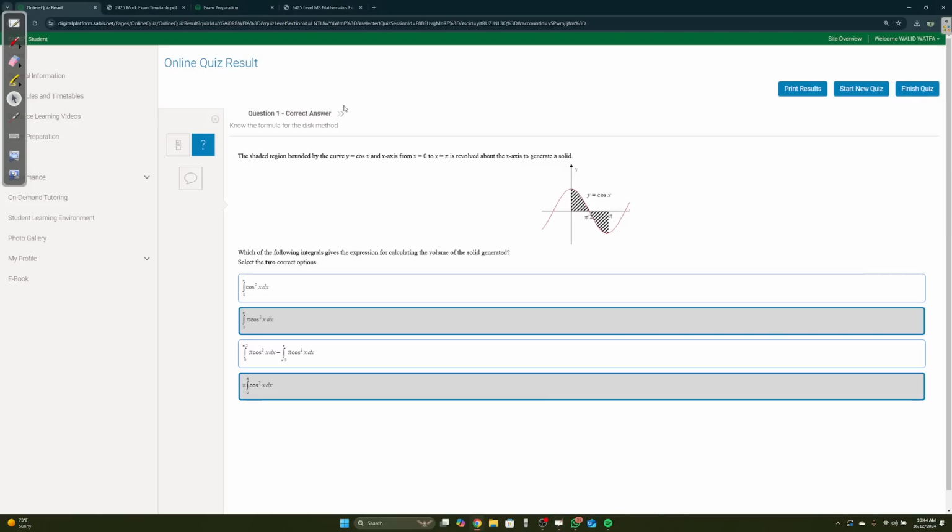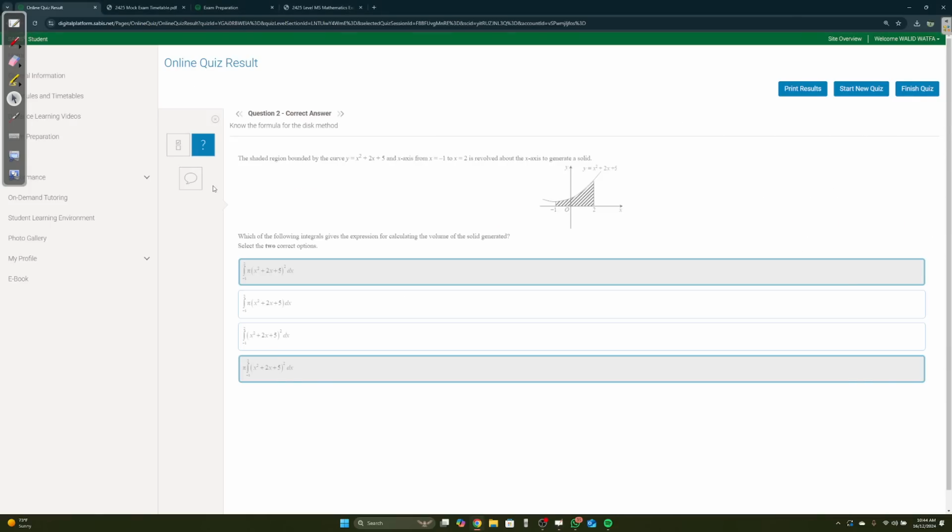Okay, question 2. The shaded region bounded by y equals x squared plus 2x plus 5 and the x-axis, from minus 1 to 2, is revolved about the x-axis. Which of the following gives the expression for the volume? Again, this is very easy. You only have one curve. They gave you the boundaries from minus 1 to 2.